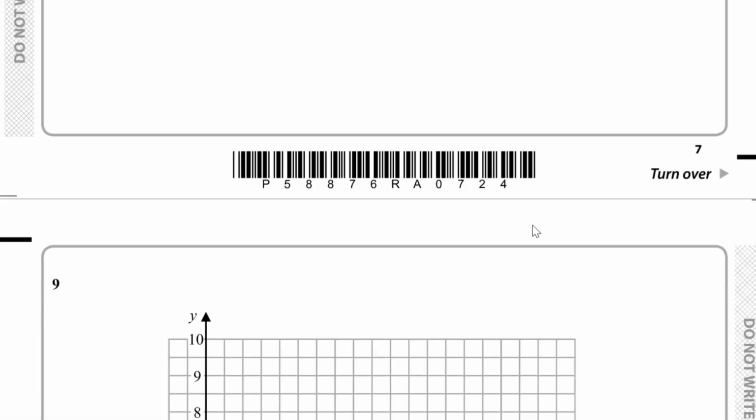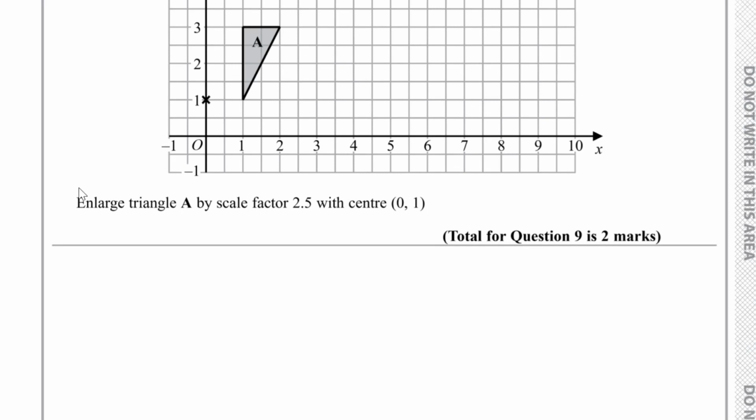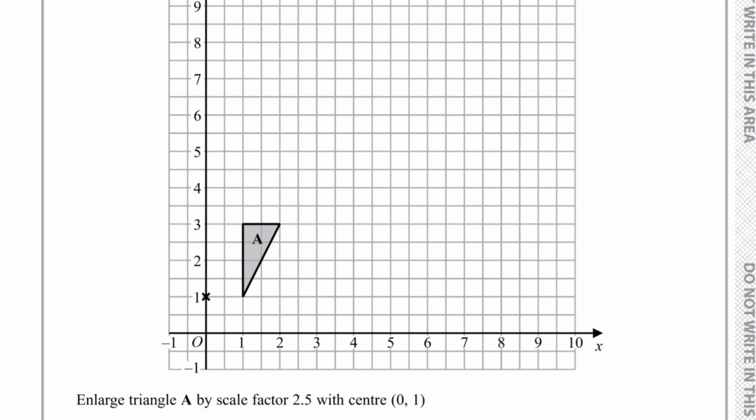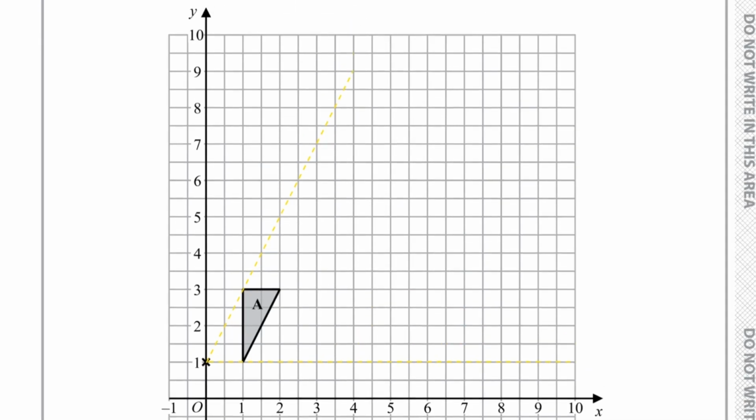So we have 45. Now for question number 9, we have to enlarge triangle A by a scale factor of 2.5 with centre (1, 1). So to do this, let's just draw on these dotted lines, which will guide us to what the shape should pass through, okay? So we've got something like this, and also passes through here.